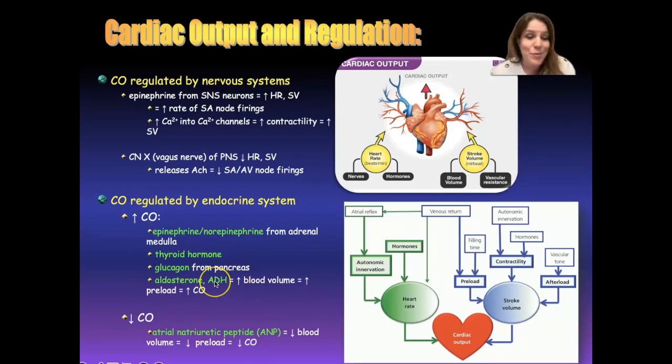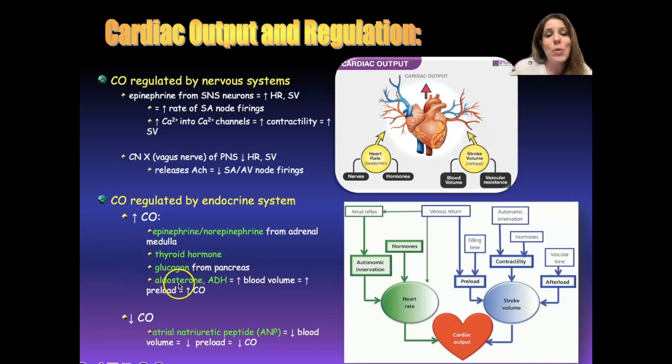Glucagon from the pancreas. Remember, glucagon is responsible for increasing the amount of sugar available in the blood. So the more glucose available in the blood, the more you can do cellular respiration and generate ATP. And so the more glucagon that's there, the more energy there is for pumping blood through the heart, and so the cardiac output increases. And finally, we have aldosterone and antidiuretic hormone, ADH.